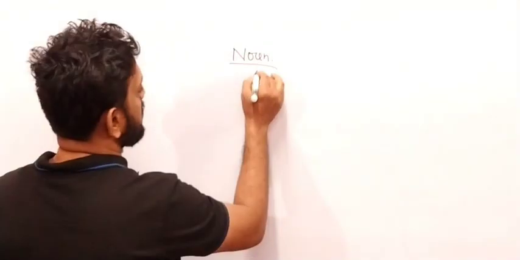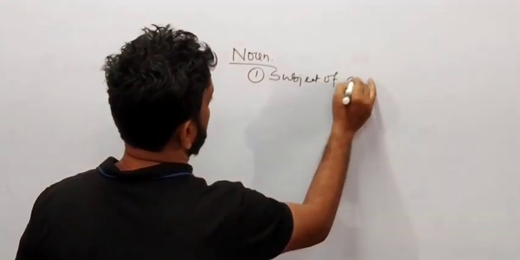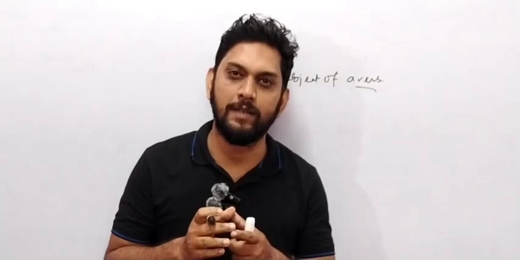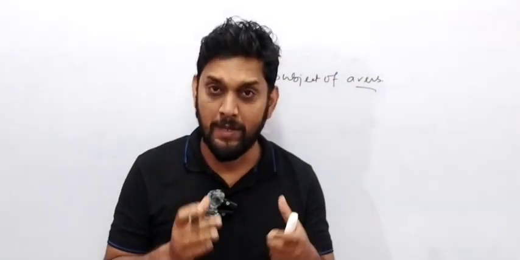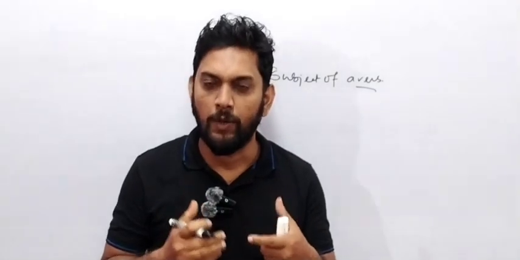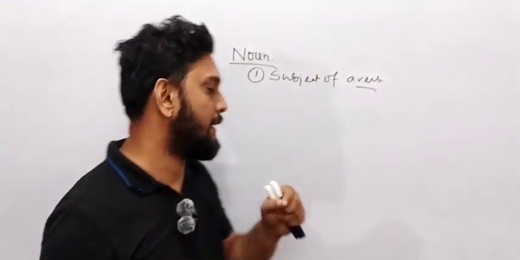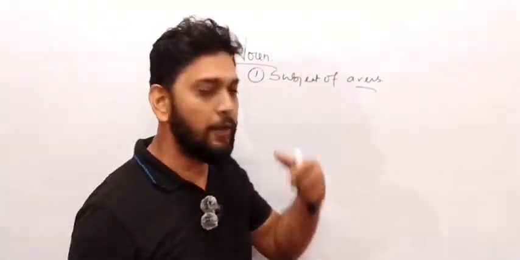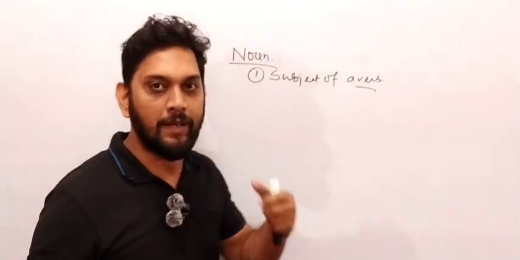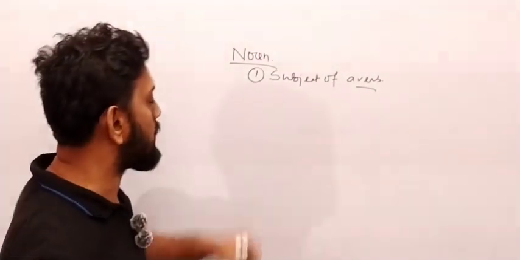Last day I also discussed the subject of a verb. This portion has already been discussed. The subject is always either a noun or a pronoun. And how can you find a noun or a pronoun in a sentence as a subject? If you want to know this, please go back to my previous videos and see how I made you understand the subject of a verb.